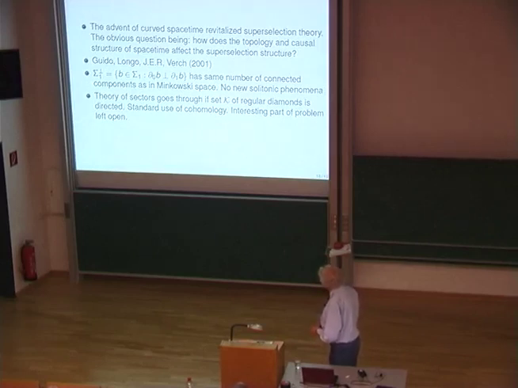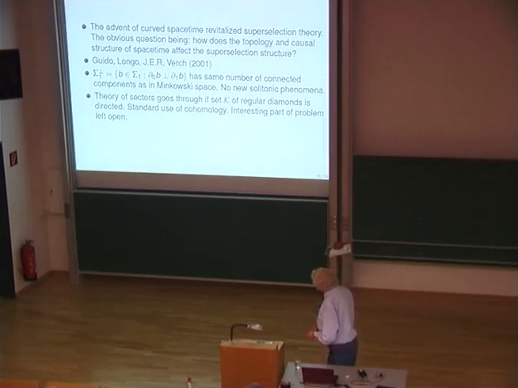Now let me come to curved space-time. I think this revitalized superselection theory because it gave a whole new field of research. And there is an obvious question that you might ask right from the beginning, that is, how does the topology and causal structure of space-time affect the superselection structure? And I think the first paper which attacked this was a paper by Guido Longo, Ruzzi, and myself in 2001. And I should say that only about a third of the paper is about superselection theory. The other is aspects of field theory on curved space-time.